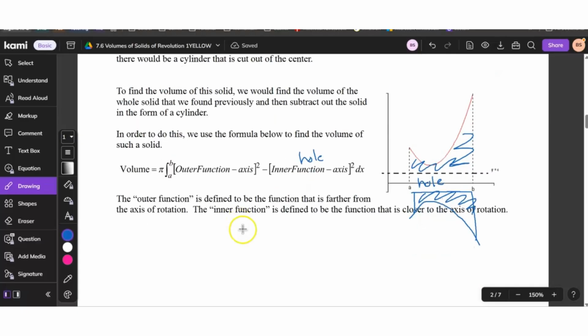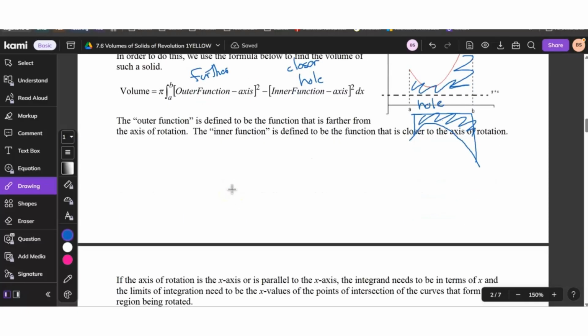Okay, so the outer function is defined by the function that is further. This one is further from the axis of rotation, and this one here is going to be closer. You'll remember that yesterday I said that's eventually what we'll do. So far we've done top minus bottom. Well, this is still top minus bottom, but if we end up rotating it differently, then it might change. If the axis of rotation is no longer the x-axis, maybe it's the y-axis or something, it can change. So we always have to go the further one minus the closer one.